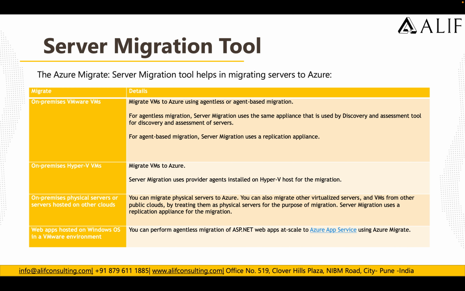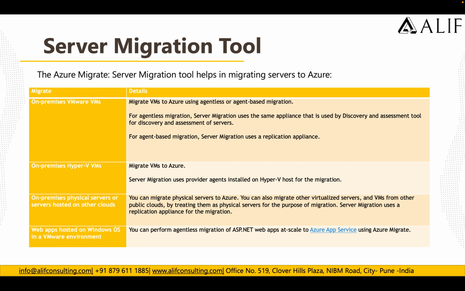The second capability which we have is on-premise Hyper-V VMs. Migrate the VMs from Hyper-V to Azure, right? It installs an agent on the hypervisor host for the migration, and then you can directly connect your hypervisor host to Azure Migrate, or through the Azure Recovery Vault, and then from there you can migrate your servers.